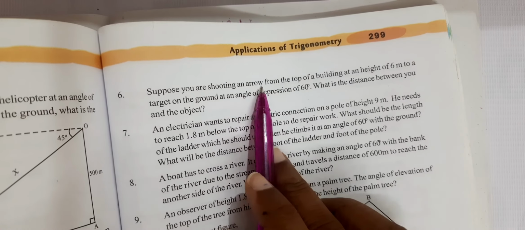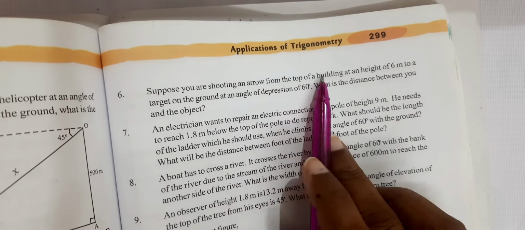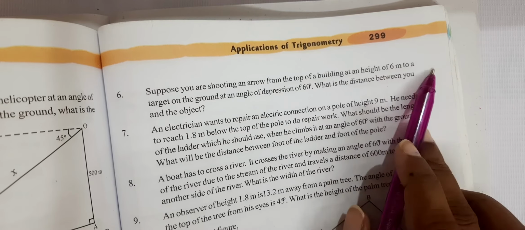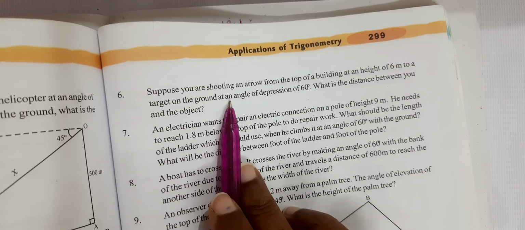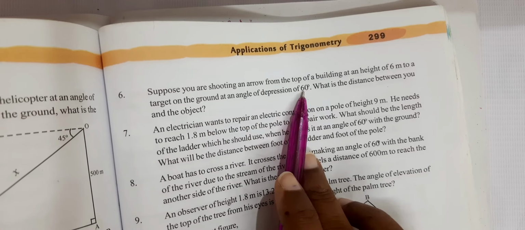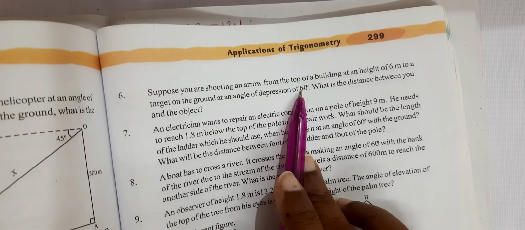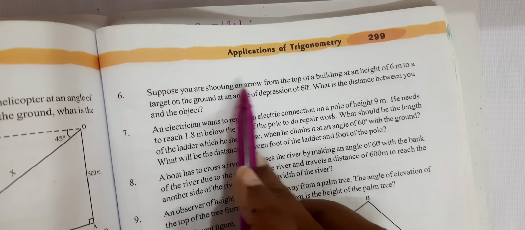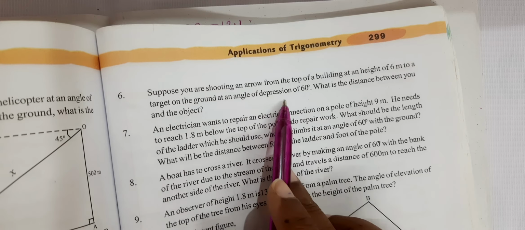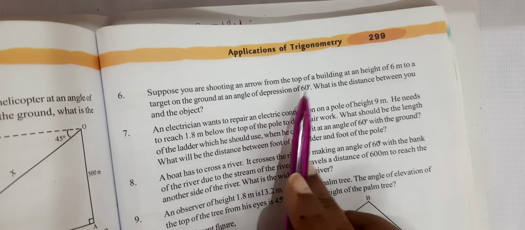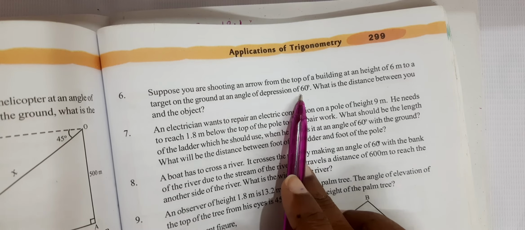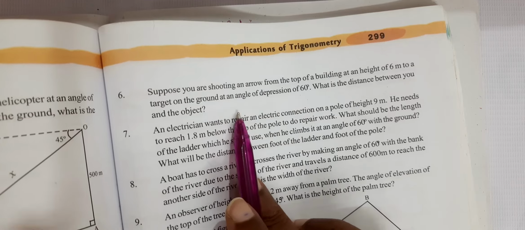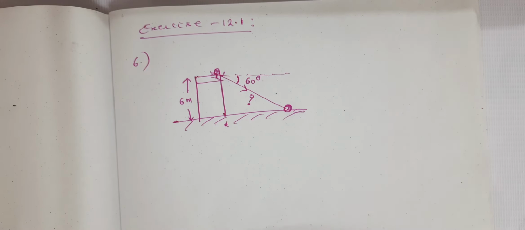Suppose you are shooting an arrow from the top of a building at a height of 6 meters to a target on the ground at an angle of depression 60 degrees. Now from the top of the building you are shooting at an object. That means your line of sight is downward. Therefore angle of depression is given. What is the distance between you and the object? Now let's see the problem.